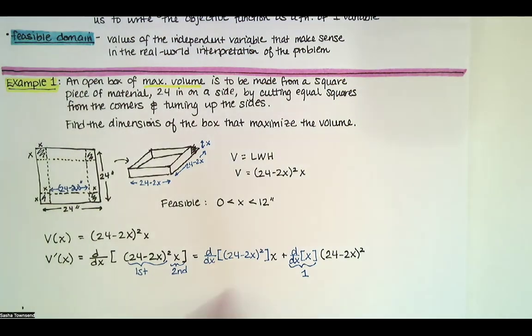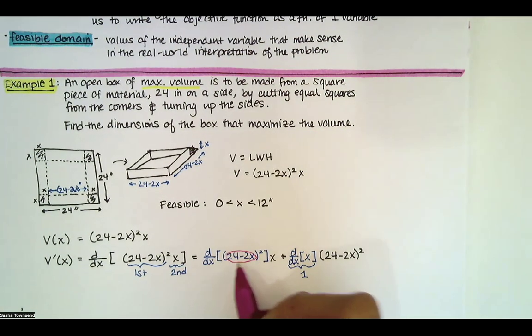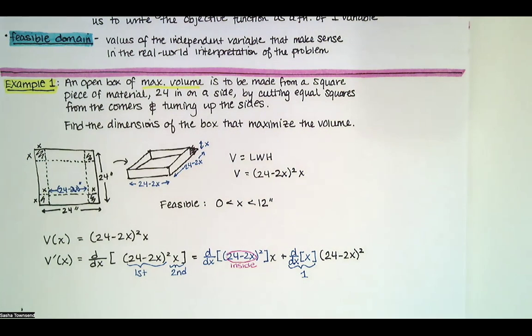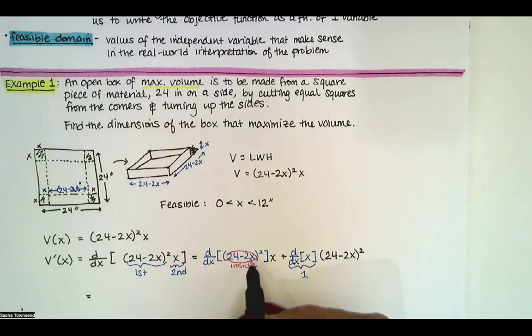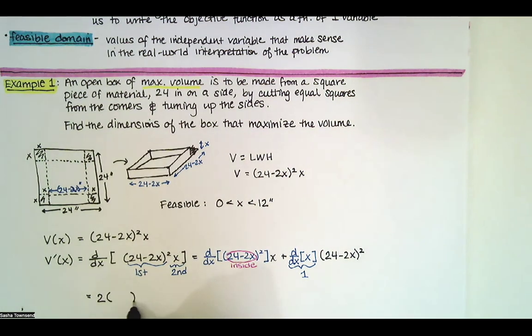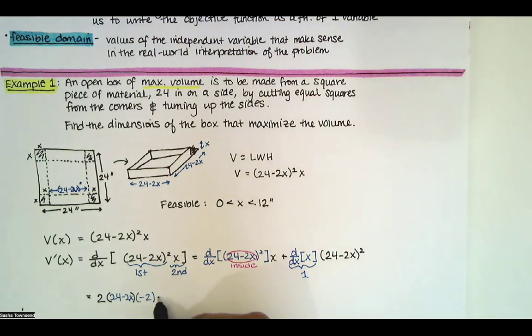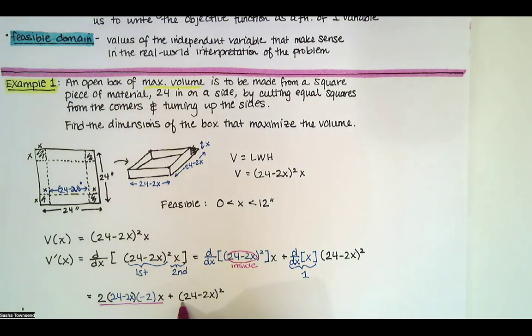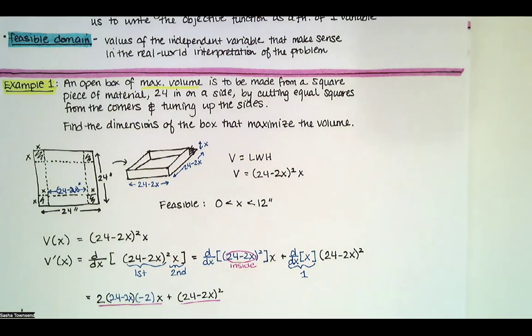And the derivative of this requires a chain rule because we've got a function nested inside another function. The derivative of a function squared is 2 times that function raised to the first power. We put the inside function back inside without doing anything to it, and then we multiply by the derivative of the inside. The derivative of 24 minus 2X is -2. And don't forget to bring your X down. And then we've got 24 minus 2X quantity squared. Now, when I'm factoring this, I look at this expression and this expression, and I notice that they both have a 24 minus 2X. So we could factor that 24 minus 2X out.